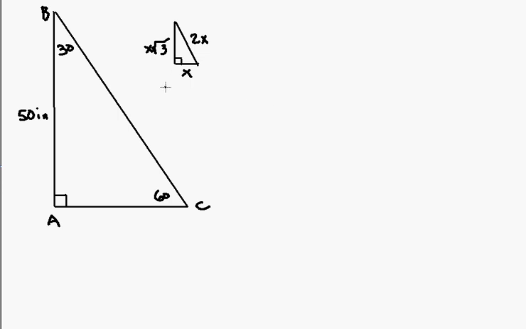Alright, here we have a situation where we have a 30, 60, 90 degree triangle with the long side equal to 50 inches. And we need to find the length of the other two sides.